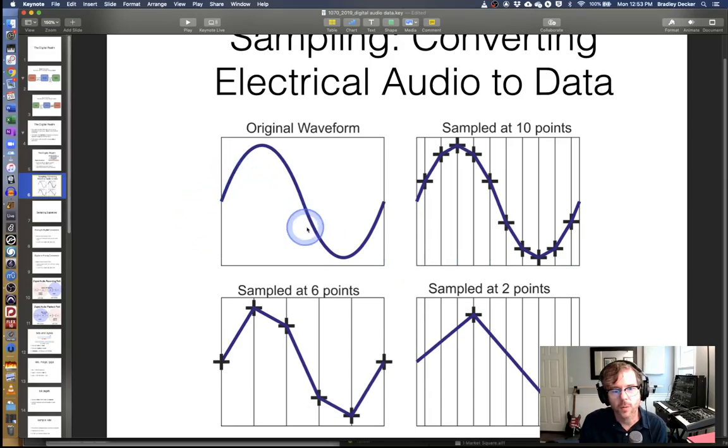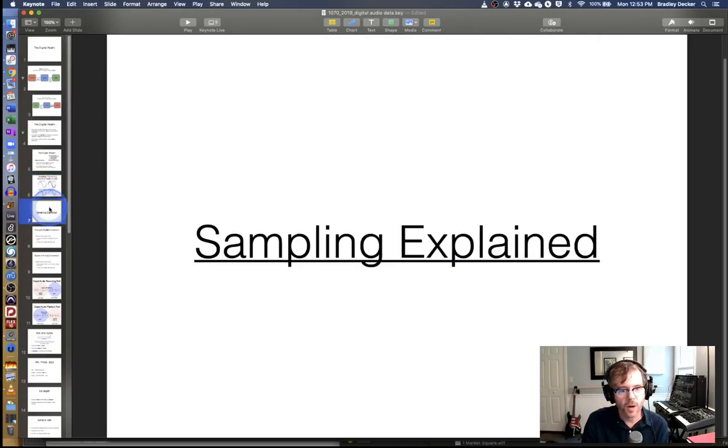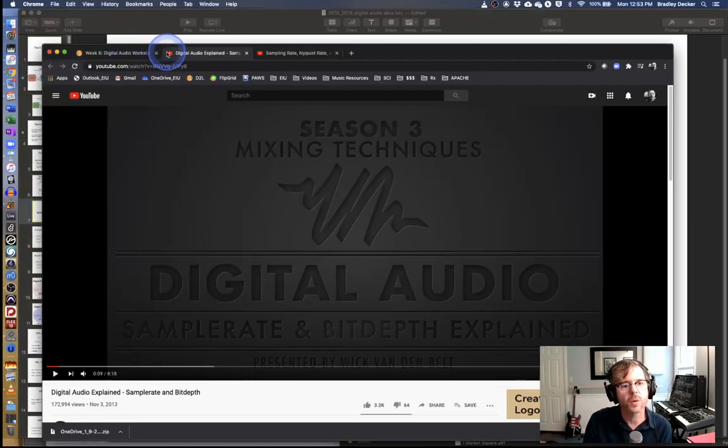So if you look at our original waveform and we only sample it twice, we get a very simple representation of it. If we sample it six times, we get a more blocky but yet curved representation. But if we get more and more samples, we get a better fidelity, or basically a higher resolution picture of this audio. I like to use this video to help explain this because it is well produced and a nice way to explain digital audio. So I'm going to talk about the sample rate and bit depth.